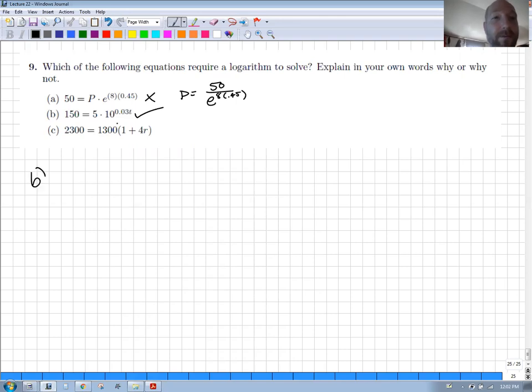So B, if we're going to solve that, we can divide both sides by 5. We have a 10 to the 0.03 T. All right, 150 divided by 5 is what? 15? No. 30? Yeah, 30. All right, at this point, we could do really any log we want. We'll do log base 10.